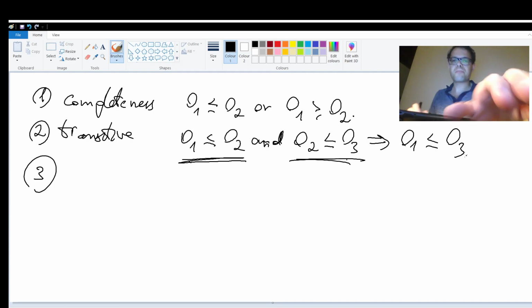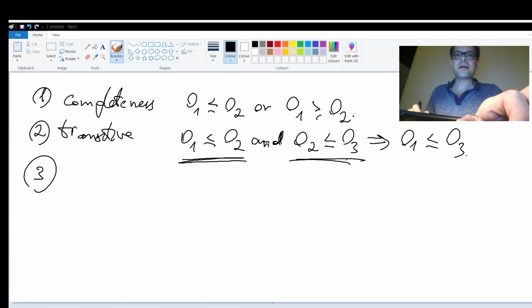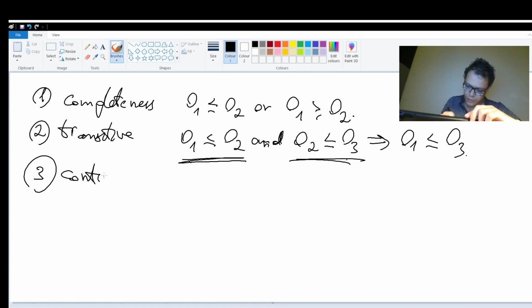The third axiom is continuity. Again, when you talk about real numbers, it will intuitively require some kind of continuity. What we mean here by continuity is the following.